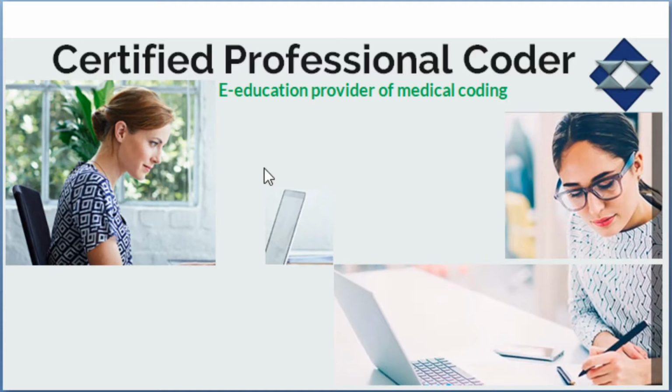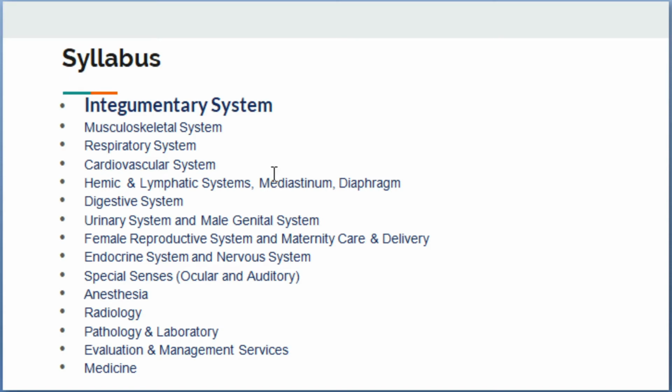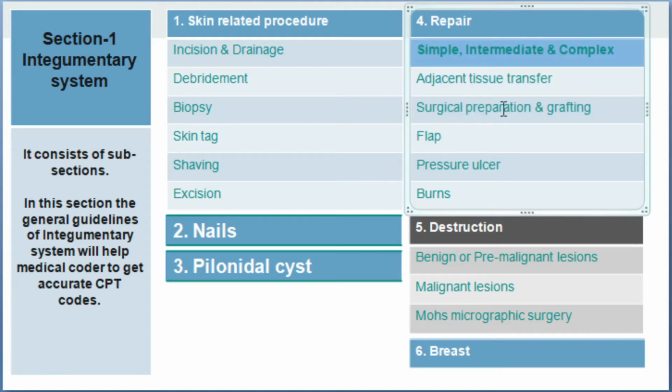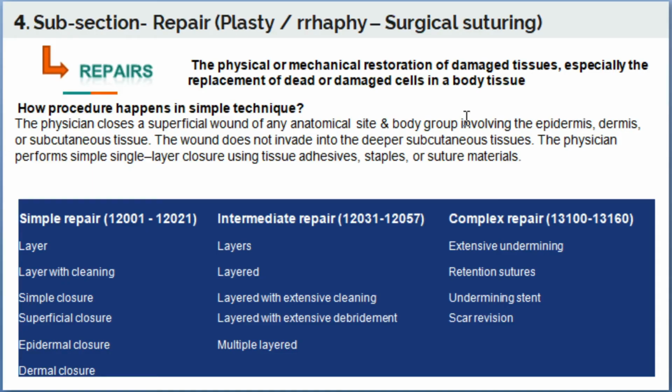In this video, we will learn about the integumentary subsection, that is repairs: simple repair, intermediate repair and complex repair. So let's start. The other name of repair is plasty or rrhaphy, which also means surgical suturing. The definition of repairs is the physical or mechanical restoration of damaged tissue, especially the replacement of dead or damaged cells in a body tissue.